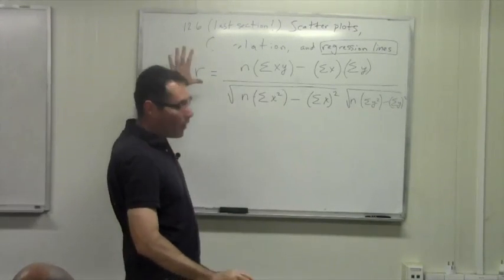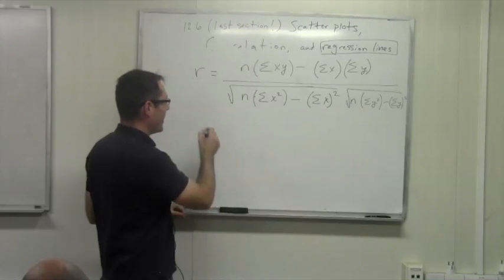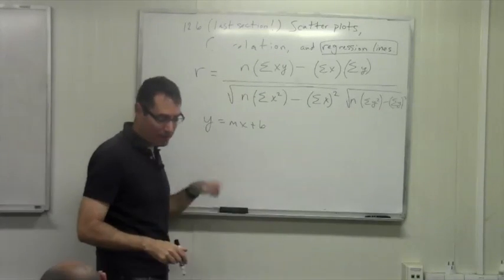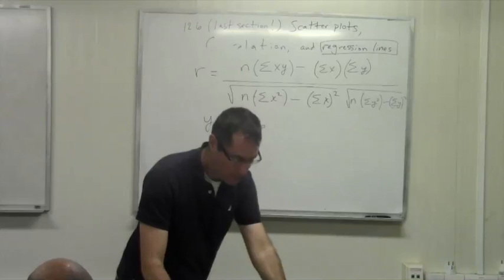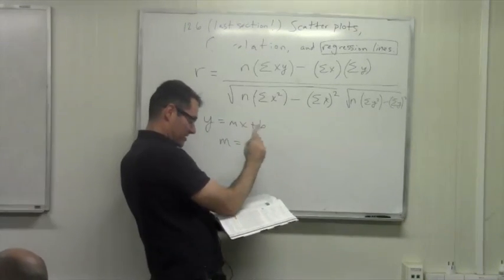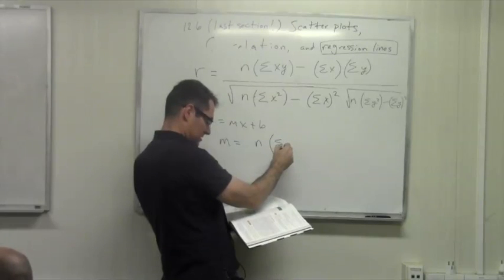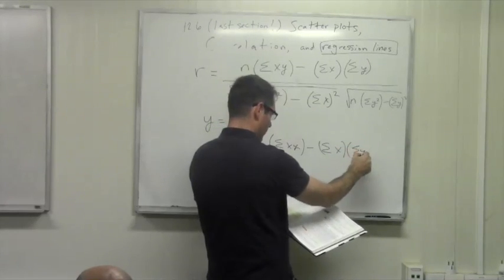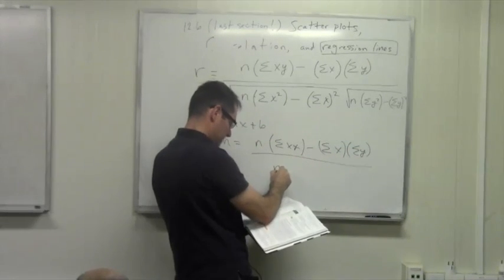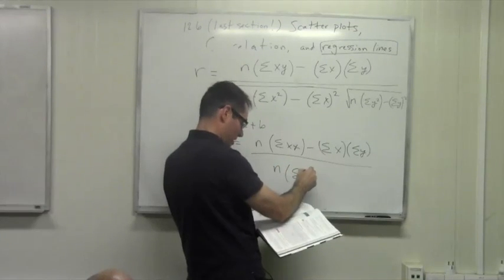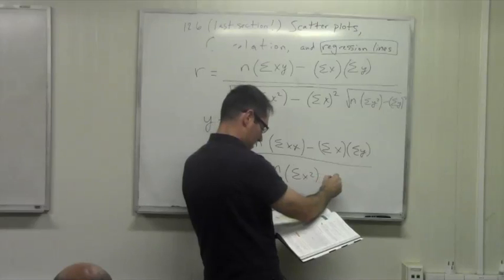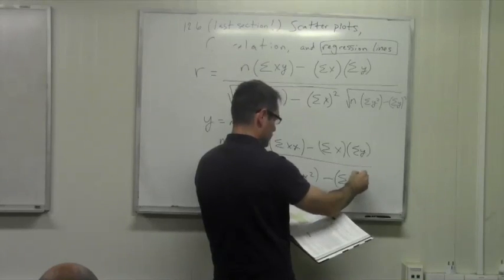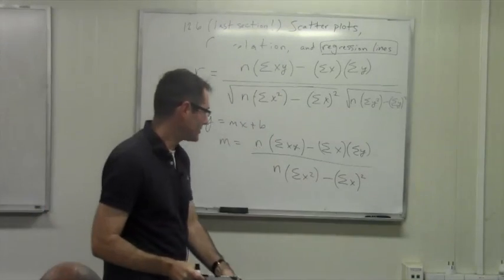Once you have this, by the way, you can also figure out y equals mx plus b, in other words, the regression line itself. What you do is you find the slope, which is another one of these crazy formulas, but not too bad. Number of data points times the sum of the xy's minus the sum of the x's times the sum of the y's, divided by n times the sum of the x squared values minus the sum of the x values squared. So that's how you'd find the slope.